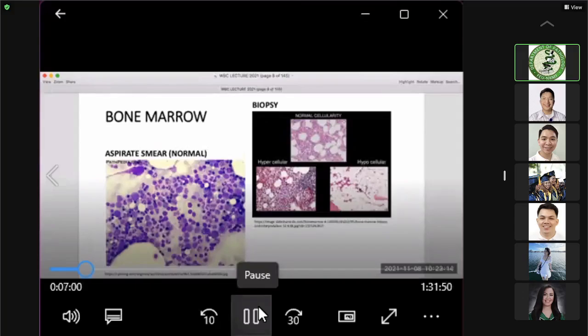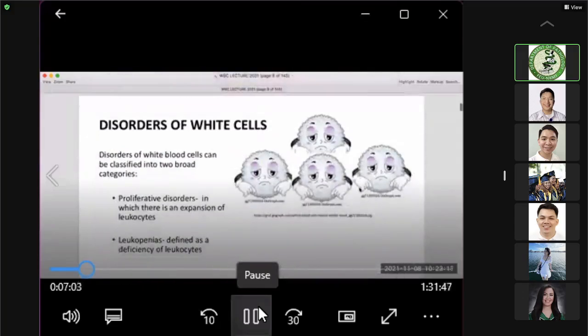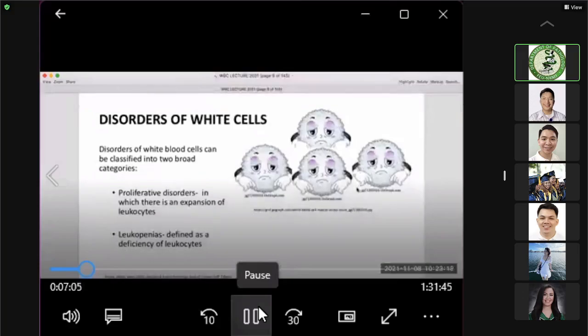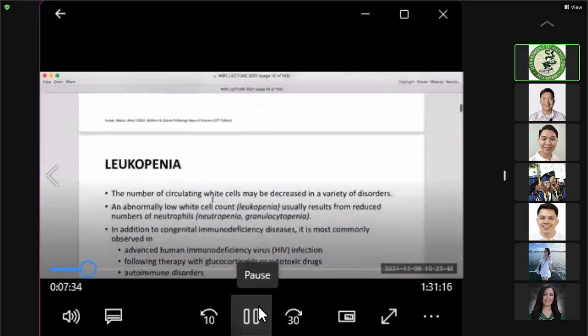Okay, the disorders of white cells can be classified into two broad categories. We have the proliferative disorders, in which there is an expansion of the leukocytes, more in number, whereas in leukopenia, it means that there is a decrease or a deficiency of the leukocytes. So these are the two broad categories with regards to white cell disorders.